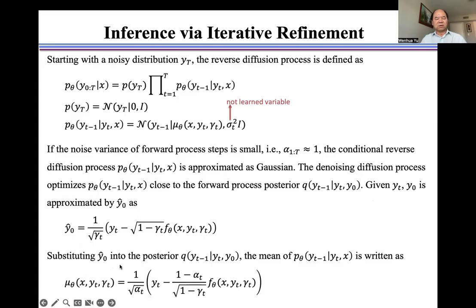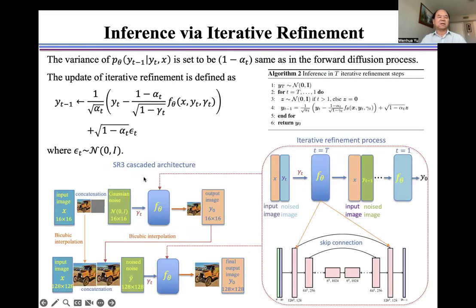Substituting y0 tilde into the posterior q, the mean of p theta is written as here. The variance of p theta is set to be 1 minus alpha t, that is the same as in the forward diffusion process. The update of iterative refinement is defined as here, where epsilon t is sampled from a normal distribution. This is a method for inference in T iterative refinement steps.